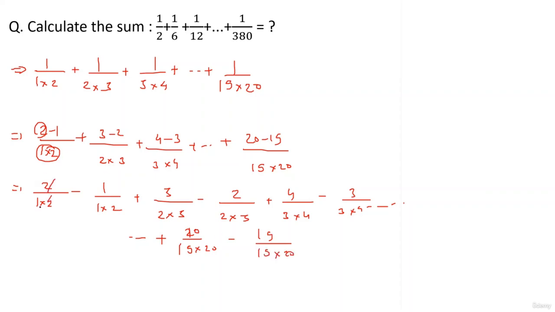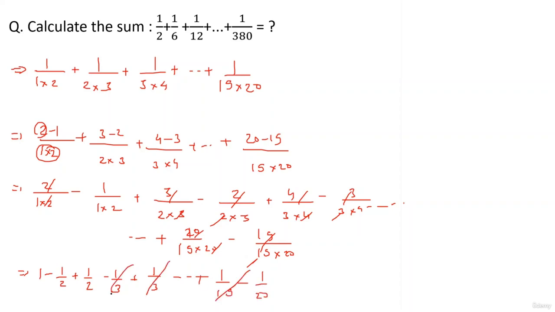Okay, so यहाँ पे 2 cancel, यहाँ पे 3 cancel, 2 cancel, 4 cancel, 3 cancel, 20 cancel, 19 cancel. Very bad drawing. Okay, so if you observe the terms now, guys, what we have is 1 minus half plus half minus 1 by 3 plus 1 by 3, minus 1 by 4 plus 1 by 4. This will go on, right? And lastly we'll have plus 1 by 19 minus 1 by 20.